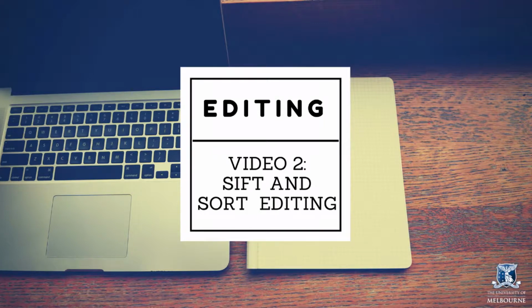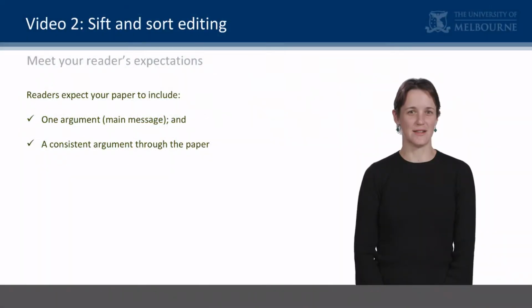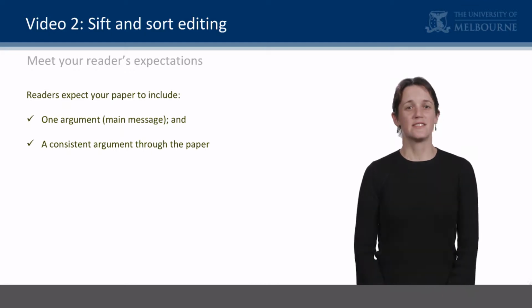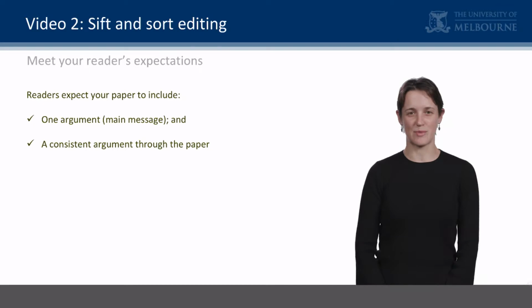In this video, we'll demonstrate an editing technique to check that your paper has a consistent argument. Readers expect you to state your position up front and remain focused on it throughout your paper. That is, each main idea in your paper should relate to, build on or support your overall argument or main message. To check that your argument is consistent, that your writing remains focused on your argument, and that your ideas are presented in a logical order, try the Sift and Sort method.